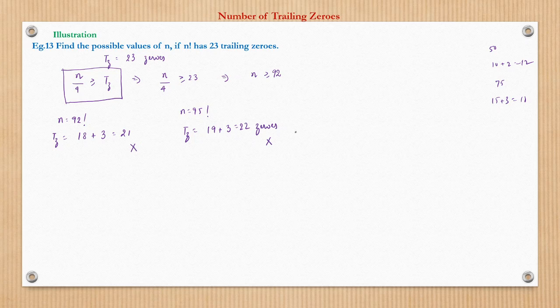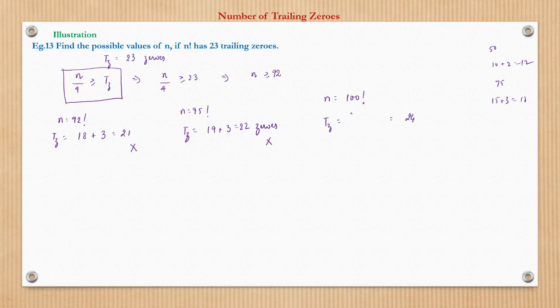This also is not possible. So the next multiple we will check is n is equal to 100 factorial. What would be the tz? I mean, directly we can say from 95 to 100, 100 is a multiple of 25, right? So it is a multiple of 5 squared from the previous number. So the number of zeros would actually be 2 more than 22, which is 24.